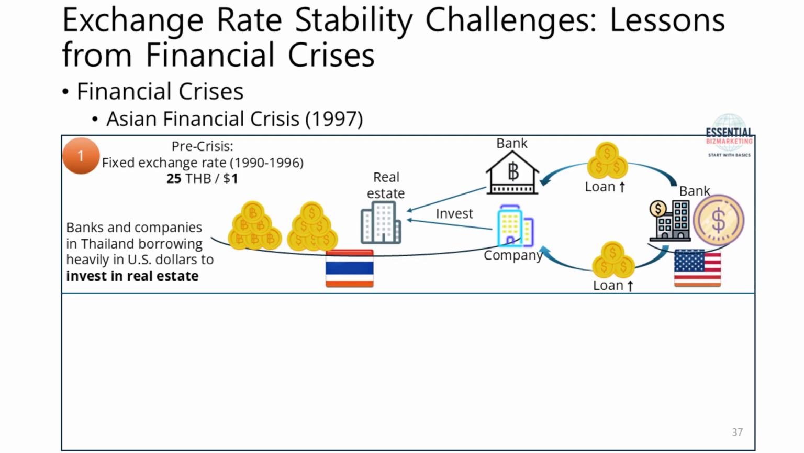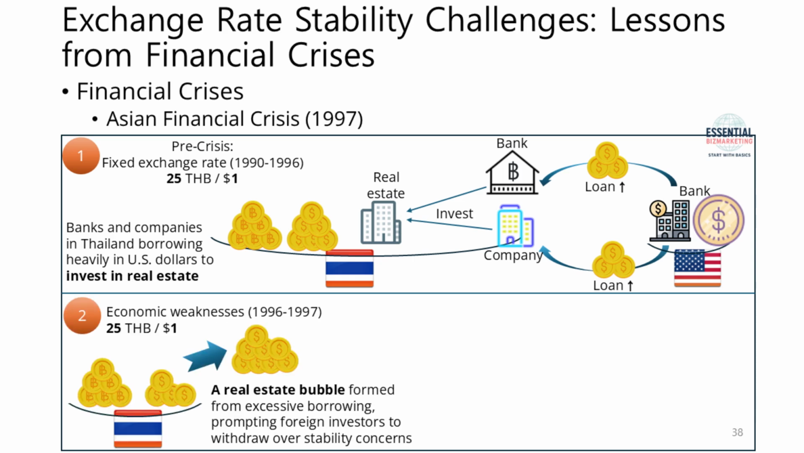From 1990 to 1996, the baht was fixed at 25 per US dollar, while banks and companies borrowed heavily in US dollars. Much of this borrowing flowed into real estate, fueling an unsustainable bubble. Soon, signs of economic weakness began to emerge.